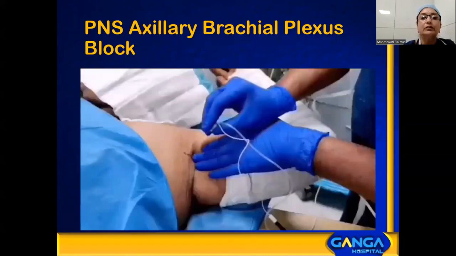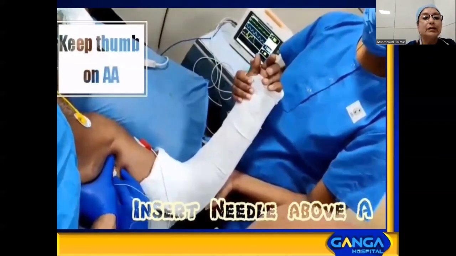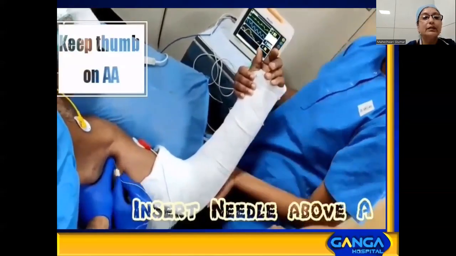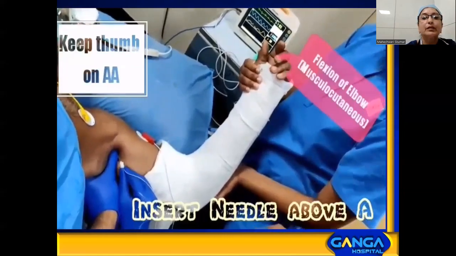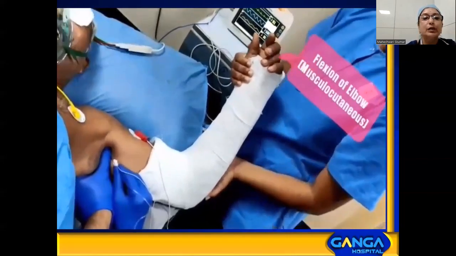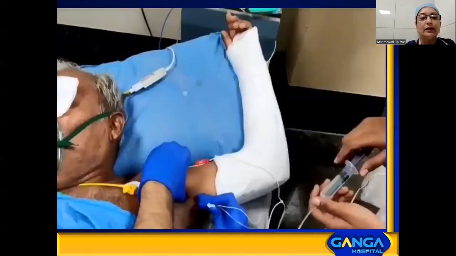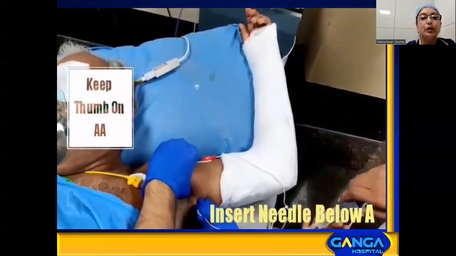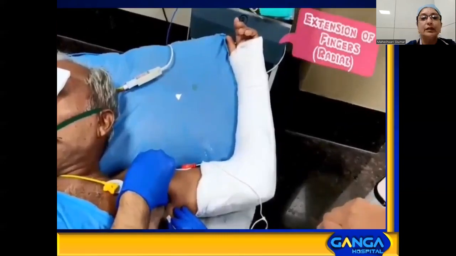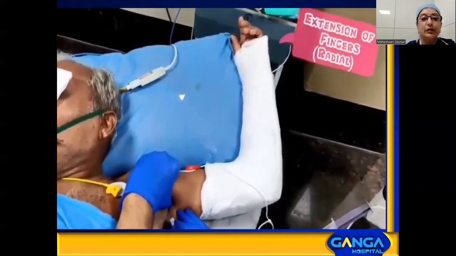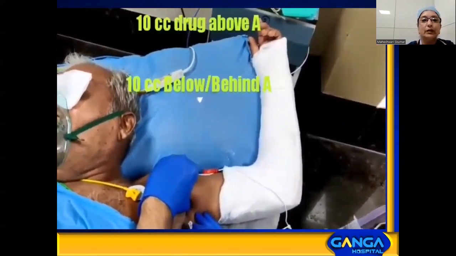So here you can see how we do the block. The axillary artery pulsation is felt and the needle is inserted exactly above the artery, below the coracobrachialis muscle, and you can see flexion of the elbow. This is a stimulation of the musculocutaneous nerve. The current is reduced and the drug is injected. Now, keeping the thumb on the axillary artery, the needle is inserted below the artery, and you can see extension of the fingers, which is a radial nerve response. So reduce the current and you can inject 10 ml of drug below the artery.